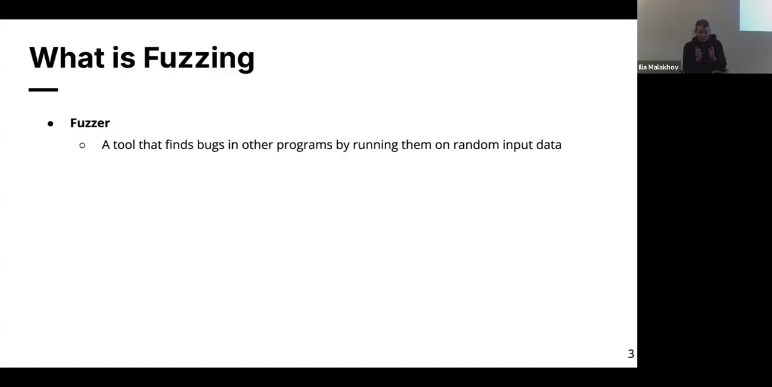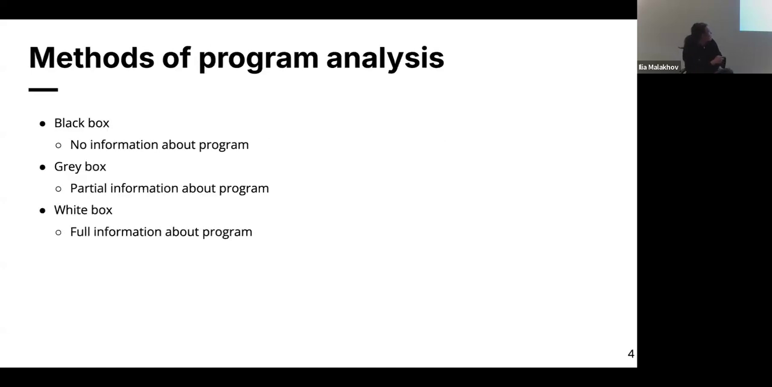First of all, what actually is fuzzing? Well, the name comes from the word fuzzer. And a fuzzer is a tool that finds bugs in programs by executing them on random inputs. Actually, this definition gives us a black box fuzzer, one that doesn't require any information about the program. However, we can make other fuzzers, like white box, which has full information about the program, or gray box, which has some of it.